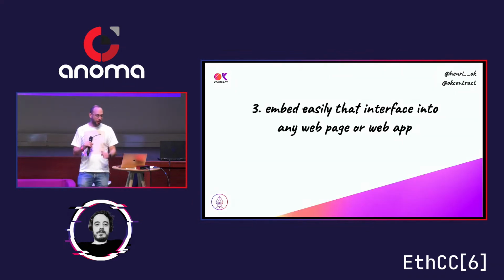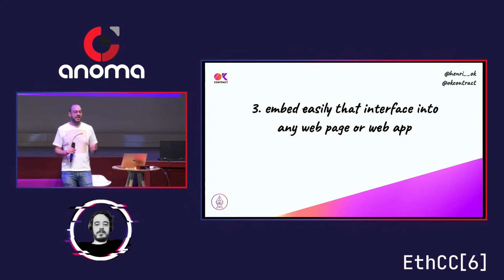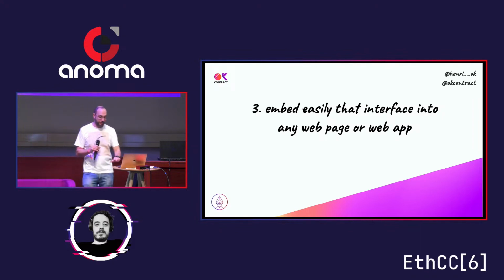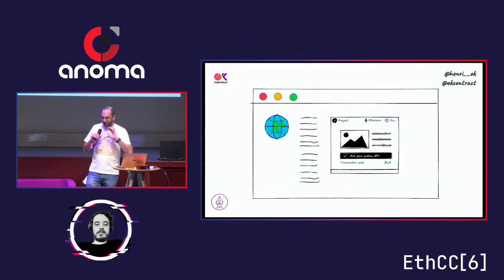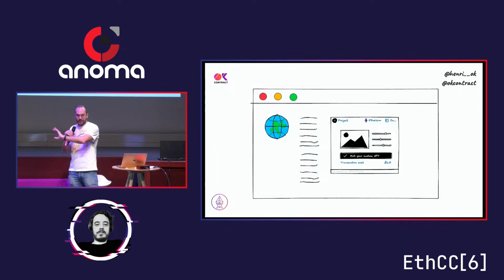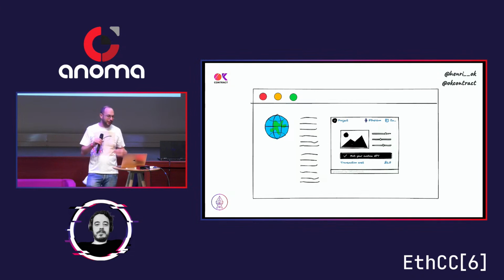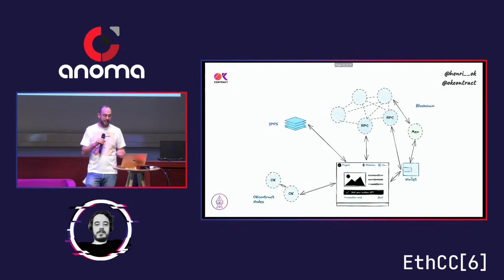And finally, when we have this, we can easily embed that interface into any web page or web app. All this widget interaction that we have, we can put into any web page, which was the goal. Something like Uniswap did manually for one or two methods from their contracts. We can extend and generalize to any contract and any method.